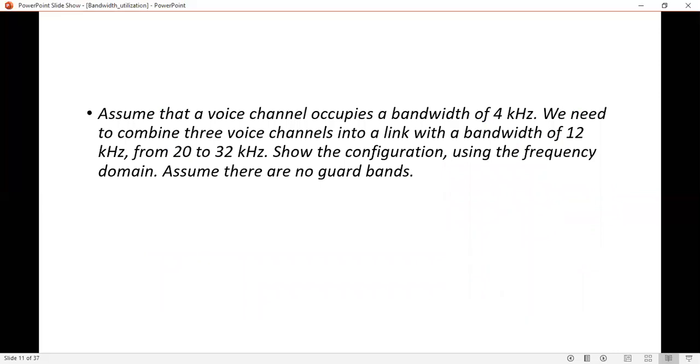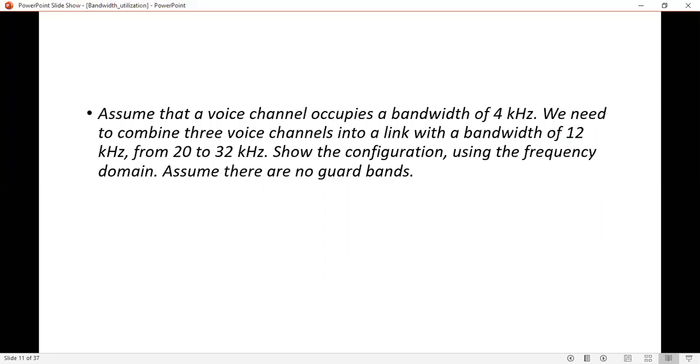Next, we will discuss a problem or example to understand frequency division multiplexing more. Read the problem. Assume that a voice channel occupies a bandwidth of 4 kilohertz. That means a voice channel occupies 4 kilohertz bandwidth.